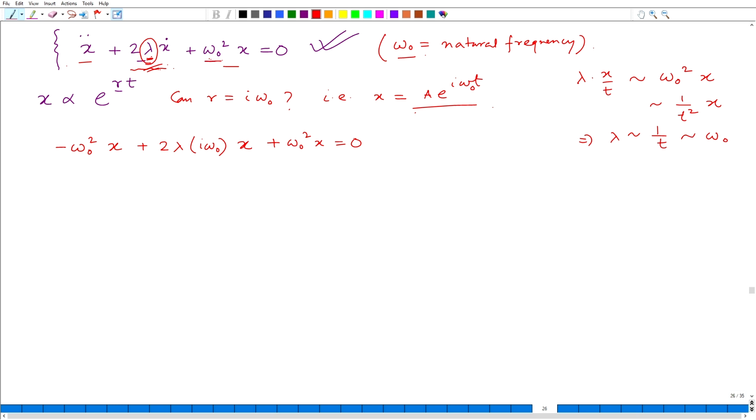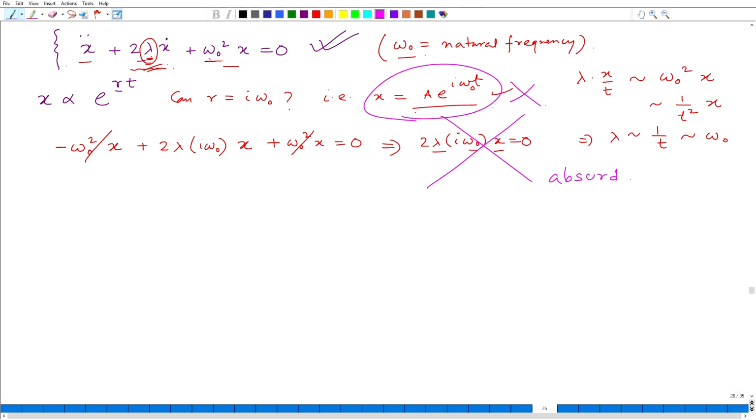If I have not made any mistake, just a minute. So, dx dt will give me i omega 0 x here, and then these two terms will go away, finally giving you 2 lambda i omega 0 x is equal to 0. So, lambda and omega 0 cannot be 0 in general, so x must be 0. So, this is giving me an absurd case, and that is why I cannot take this type of solution.